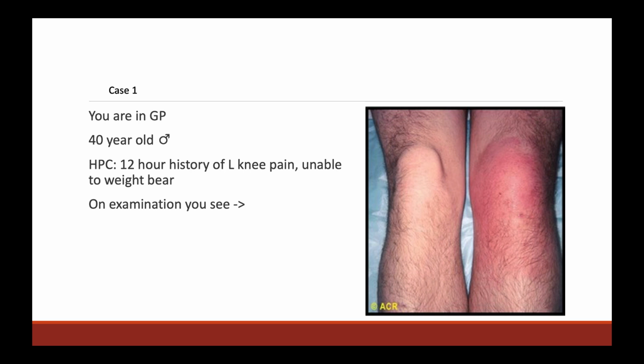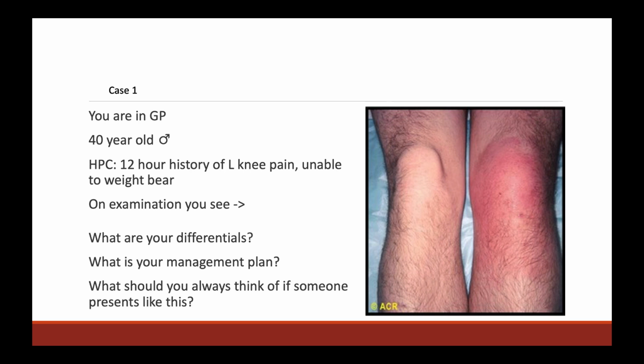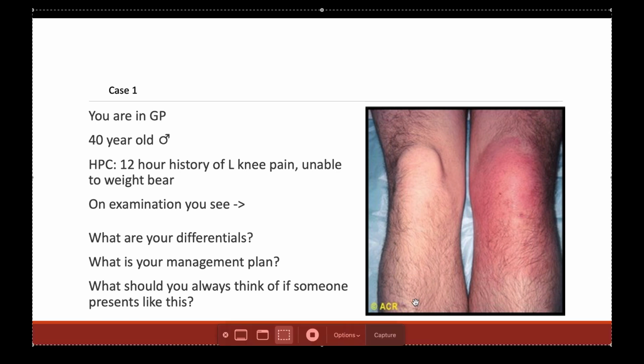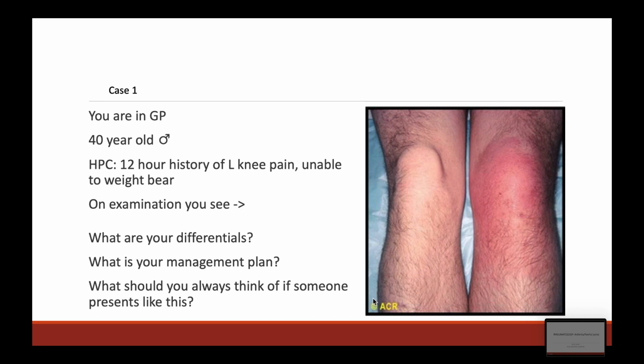So, what do you think will be the top differential? And how would you manage this patient? And is there anything you want to rule out before you go any further? These are the questions I'd like you to think about. So, would you mind please pausing the video? Hopefully you've had some time to think about it.